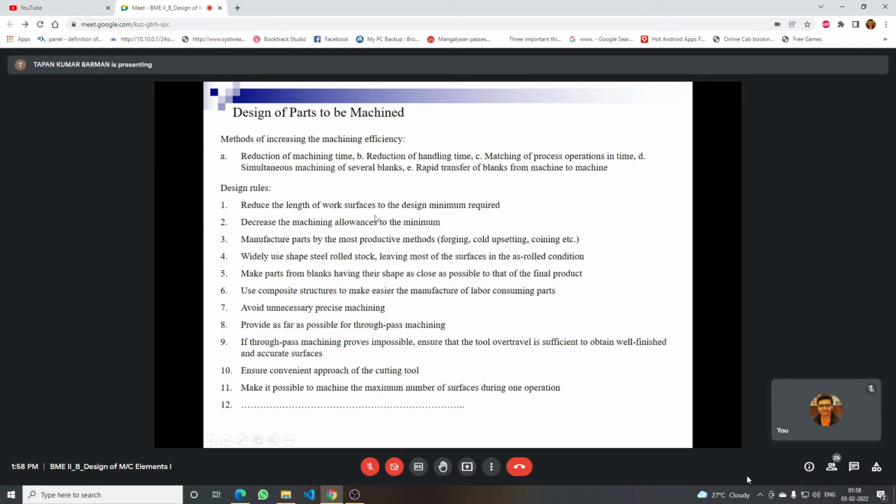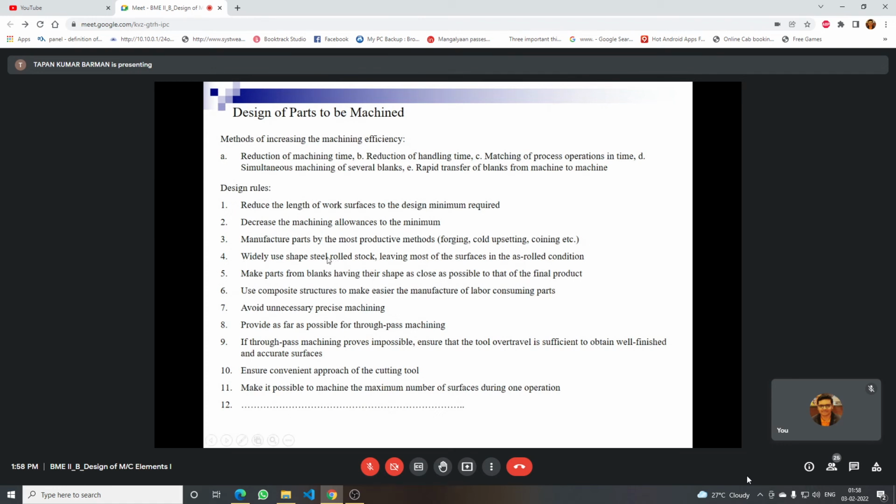Secondly, decrease the machining allowance to the minimum. Manufacture parts by the most productive methods. So if you can go for mass production, it is always better. Yes, easily you can manufacture more parts or more components, and the cost of the components will be less.